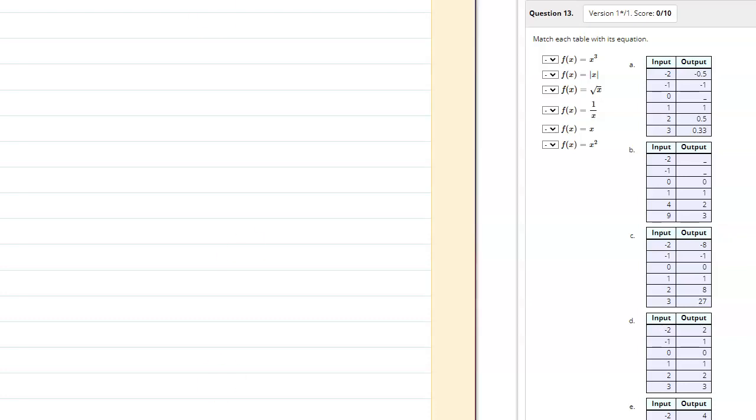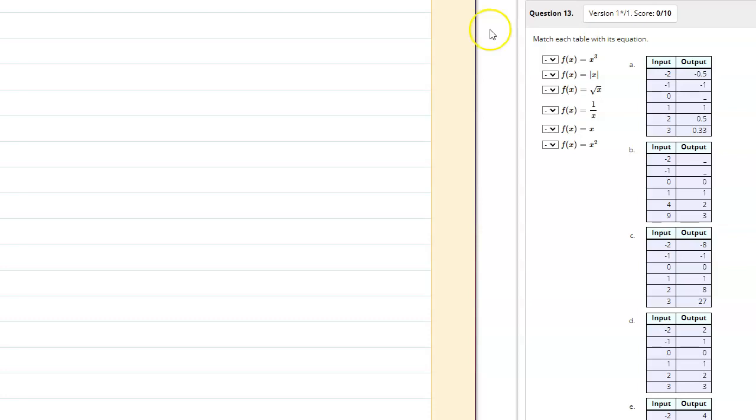All right, let's take a look at this one. So what I would suggest doing is start plugging in some of these numbers, the inputs, into the functions and see what you get for an output. So in case you don't know what I'm referring to, let's look at the first input.